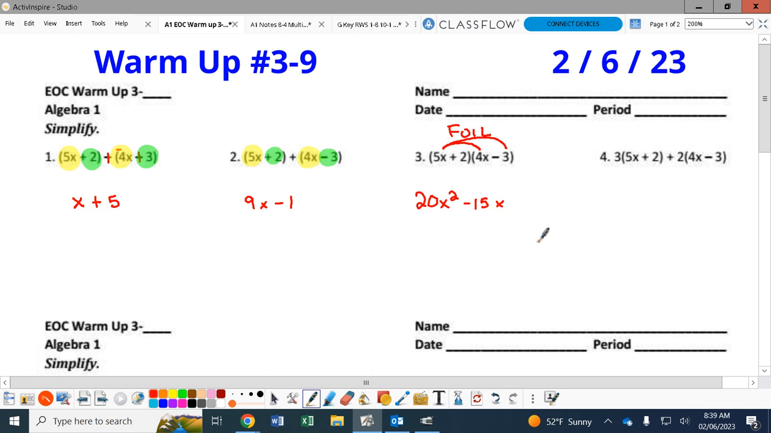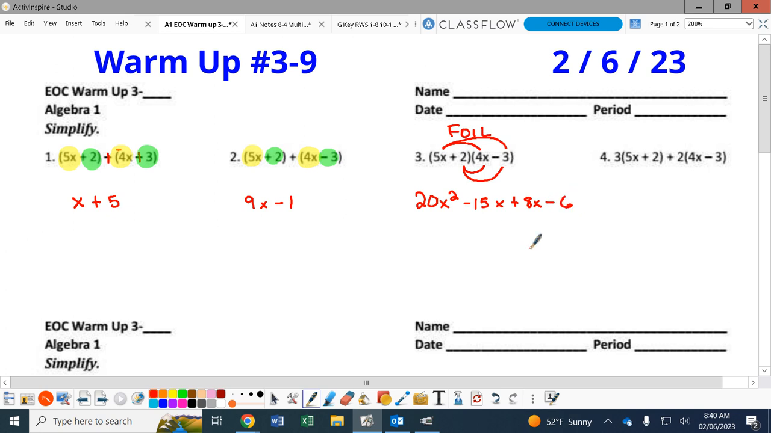The next ones that you're going to multiply are going to be the inner two. The inner two are going to be these right here. 2 times 4x is going to give you a total of 8x. And finally, our last two is going to be 2 times negative 3. 2 times negative 3 is going to put a minus 6 on the end.